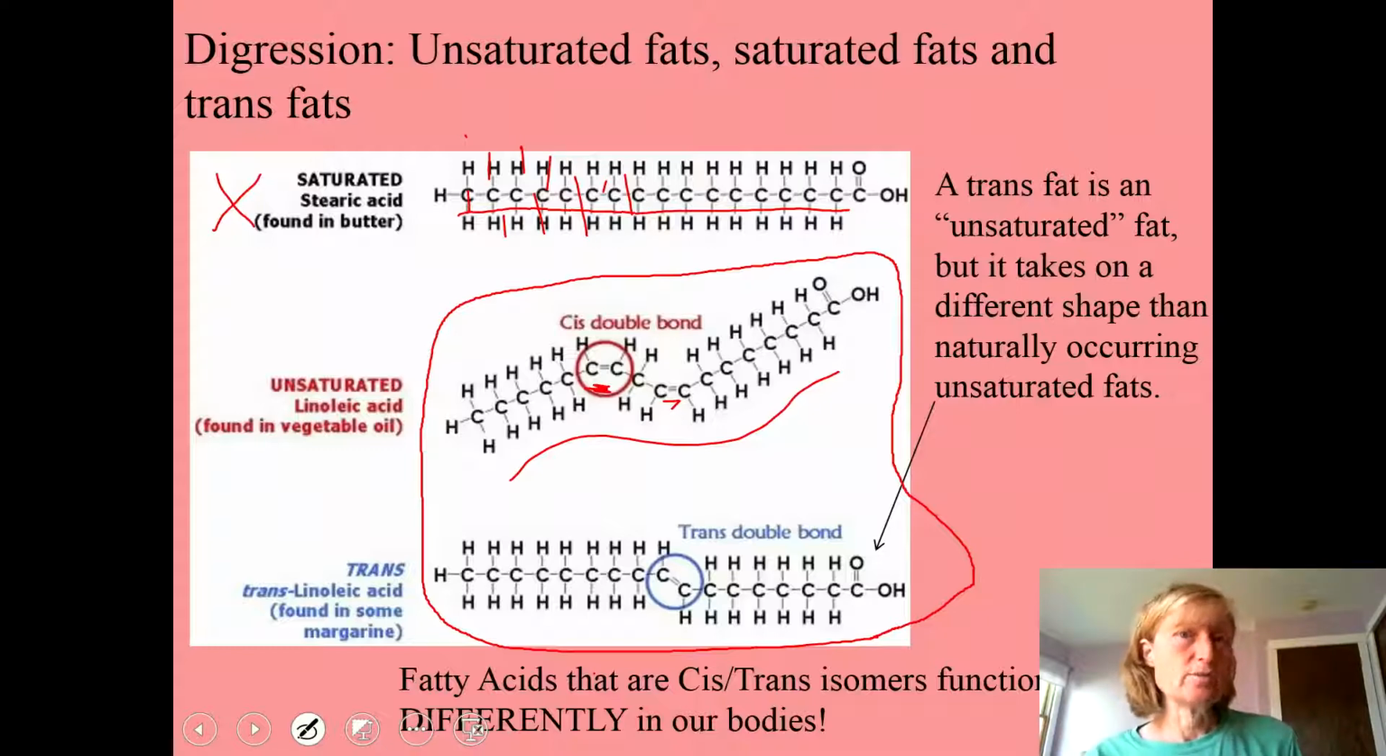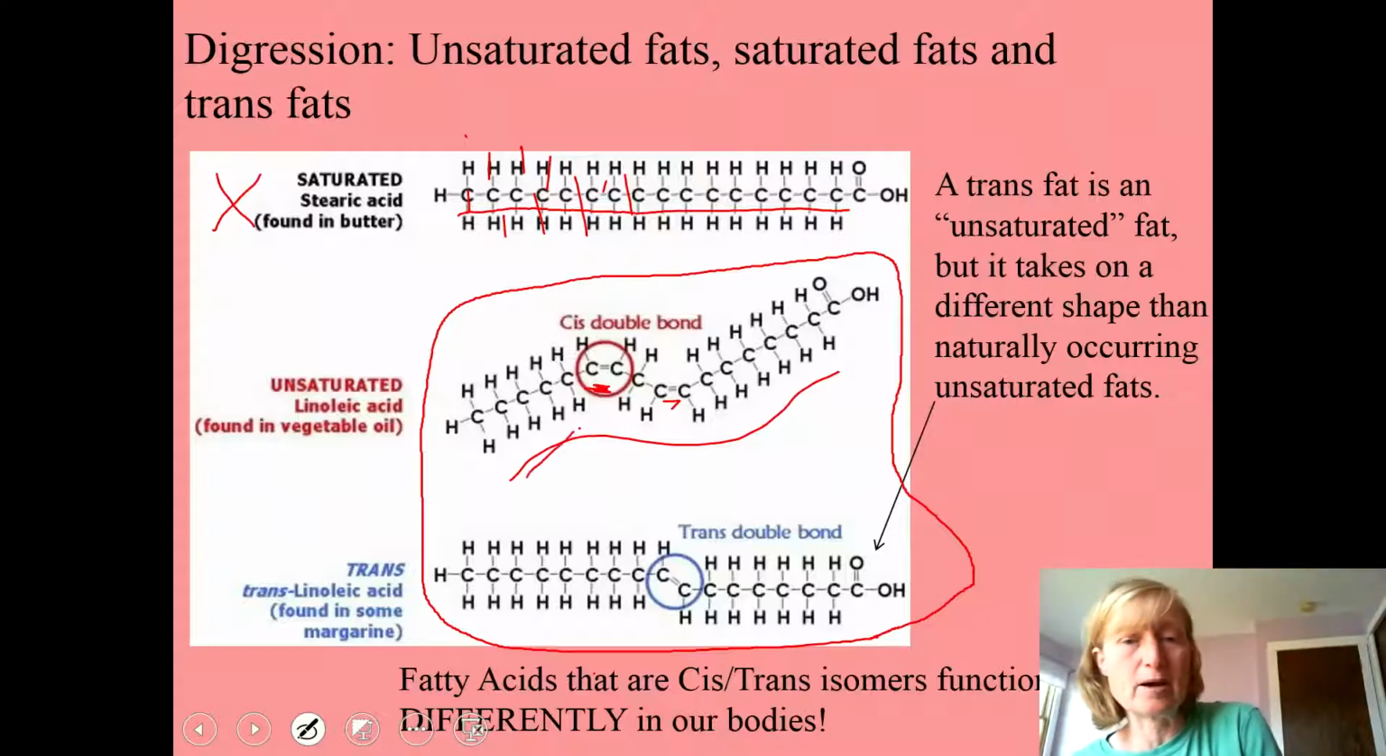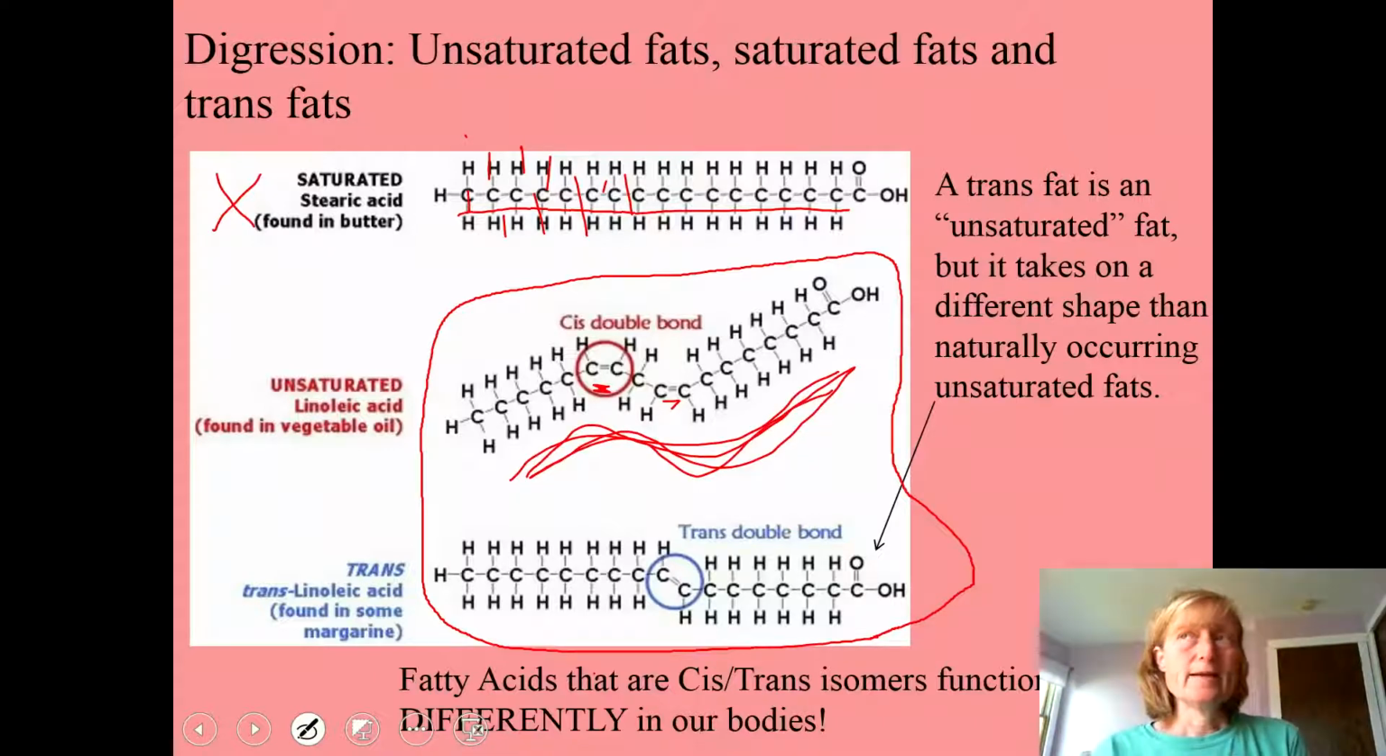In nature, most of the unsaturated fats out there are cis unsaturated fats, causing kind of a bend or a kink in the molecules. We find unsaturated fats in plant products. So the oils like olive oil, canola oil, vegetable oils are composed in large part of unsaturated fats. And our body does well with them. We need unsaturated fats. We use them effectively and efficiently.